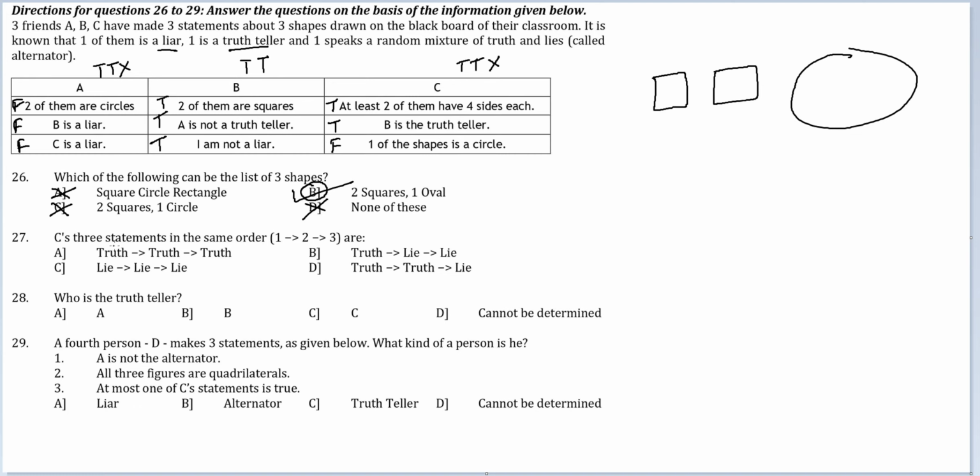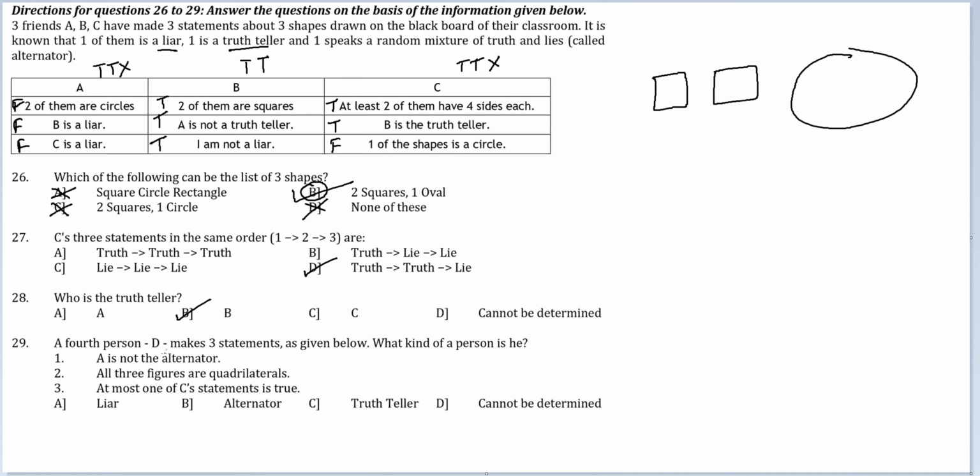Second question, C's three statements in the same order, 1, 2, 3 are truth, truth, lie. Therefore, option D. Who is the truth teller in our storyline? B is the truth teller. Now let's look at question 29, or the last question in this set.